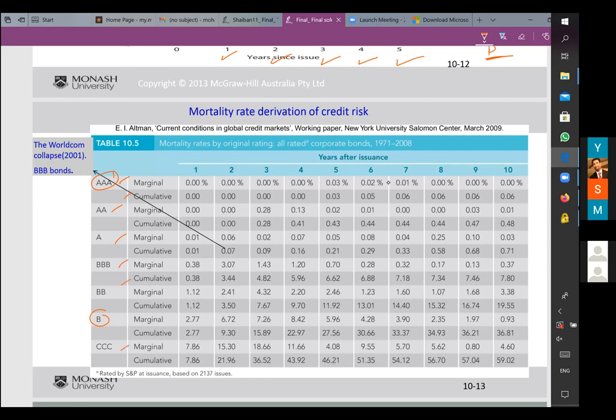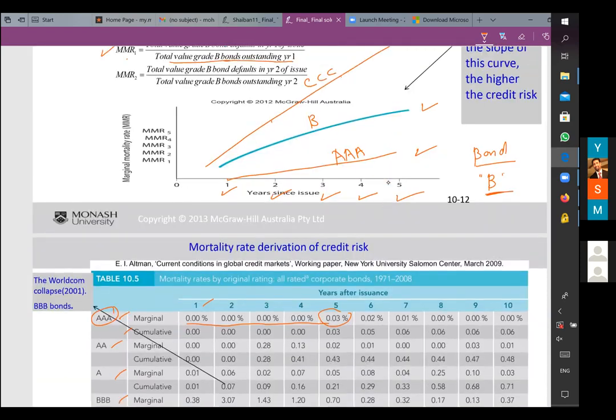And they will tell you these are the years. See, this is for 10 years. You can see it makes a lot of sense. For AAA there is no defaulting, the first defaulting is in year 5. But for this one, for example CCC, almost in the first year, 7.8 percent already defaulted. So this is some of the things that you have to understand about the mortality rate deviation of credit risk. This is the table and this is the graph, how it works.